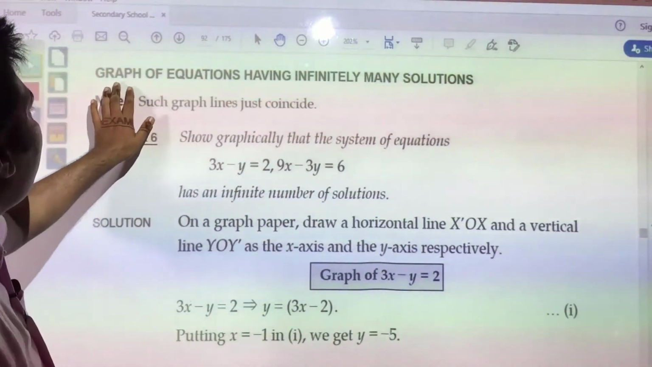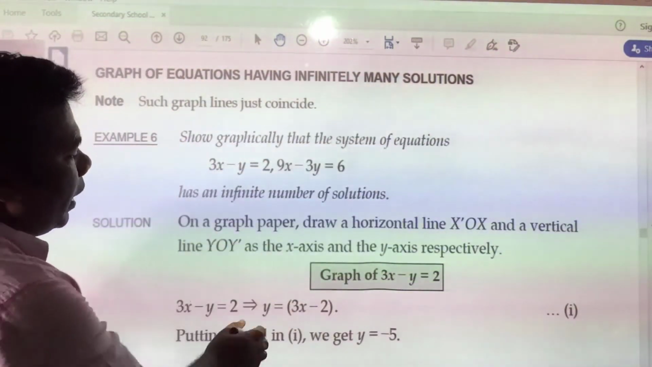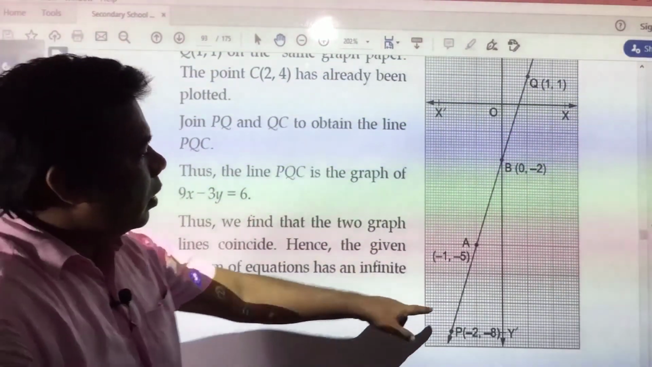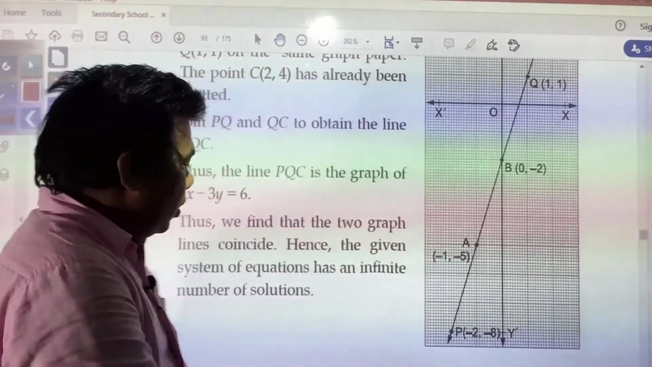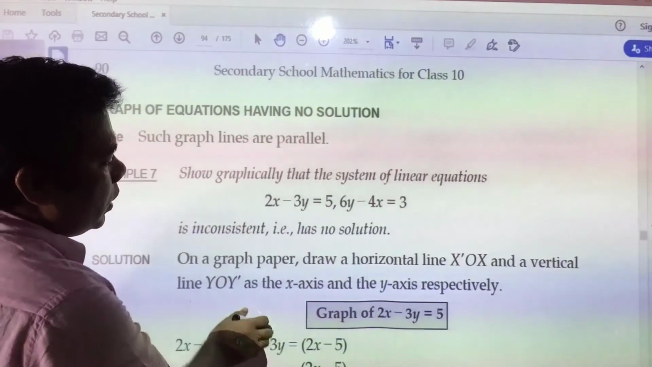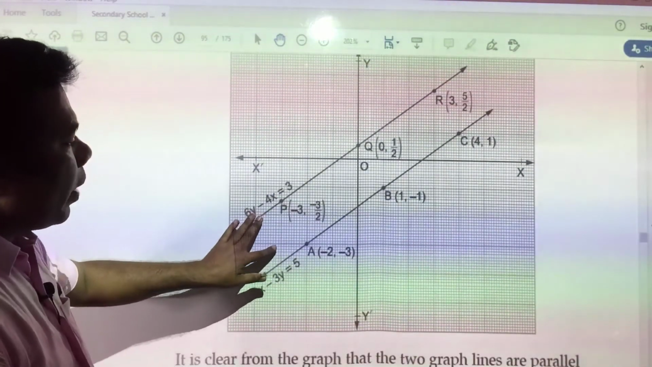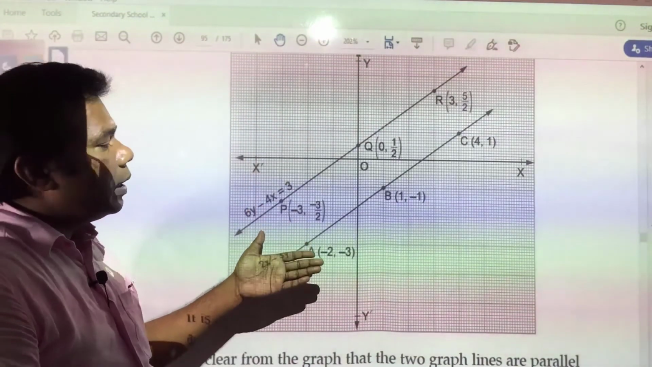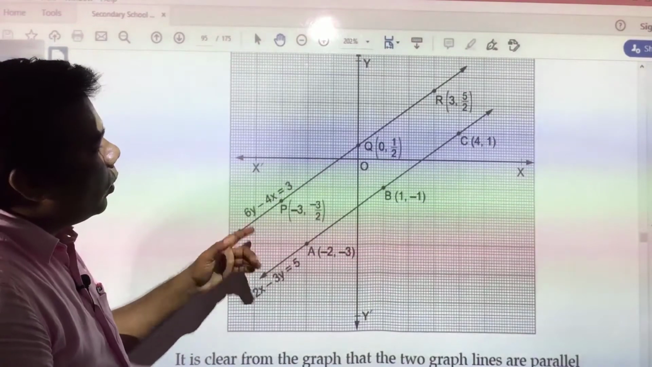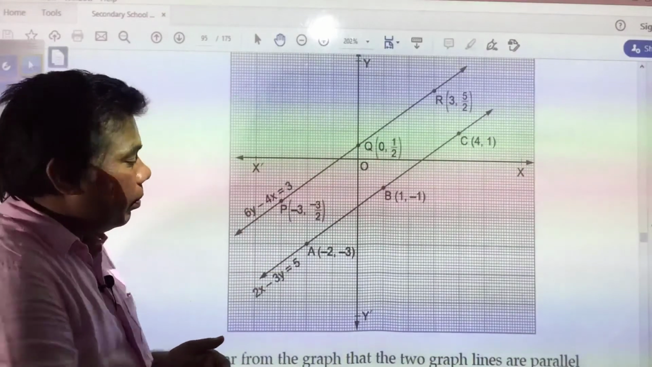Then you have graph of equations having infinitely many solutions. If you have many solutions, it means when you plot your graph, your lines will overlap. And third, we have graph of equations having no solutions. In what condition will you have no solution? When your lines are parallel. So these three conditions are there, and as I told you, practice on graph sheet so that you understand in a better way.